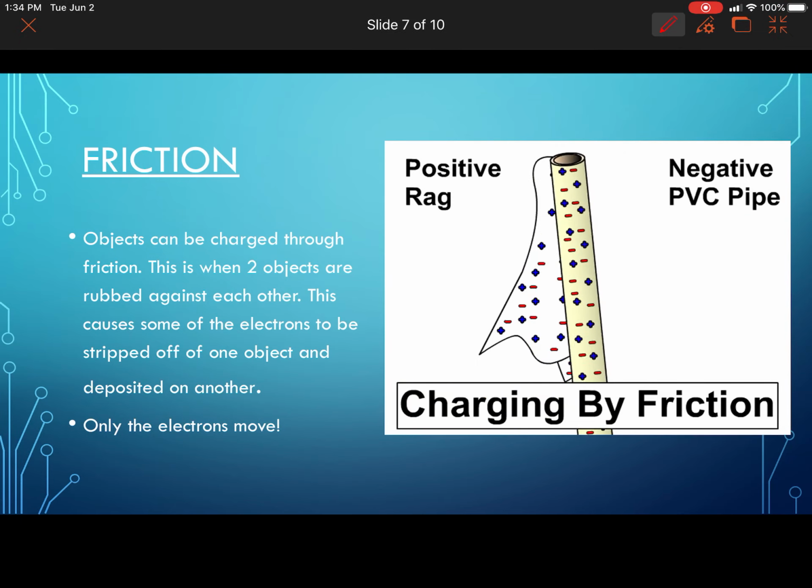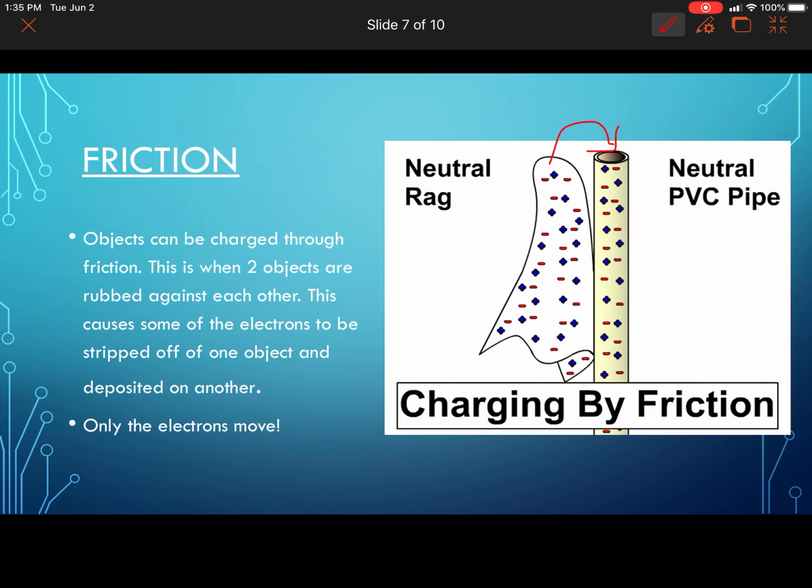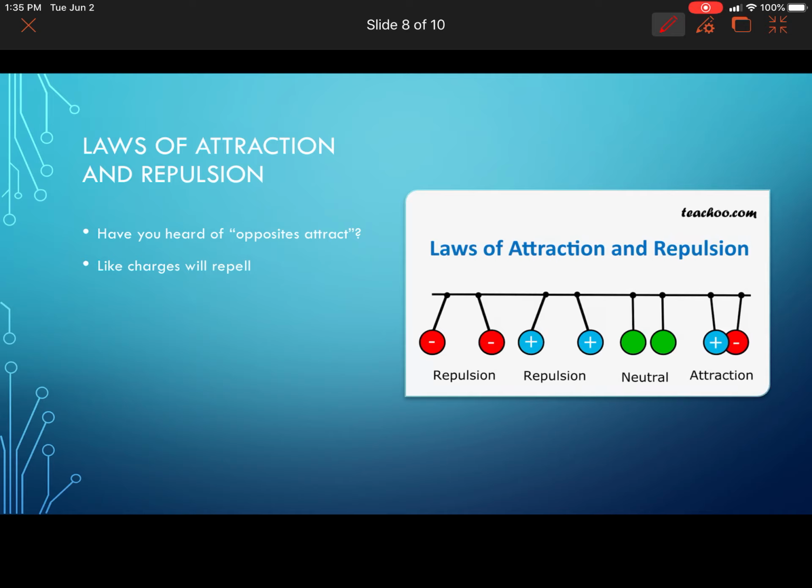So the electrons are getting stripped off the cloth and deposited onto the pipe. And I'll let you sketch a little diagram showing that. You want to show the electrons moving from one thing to another. And that's how we charge by friction. Again, always remember only the electrons move, not the protons.